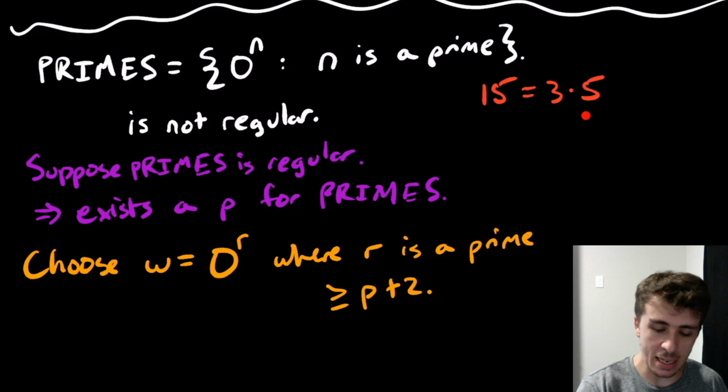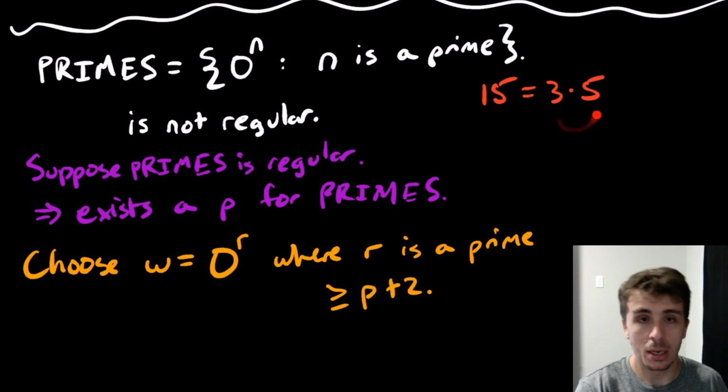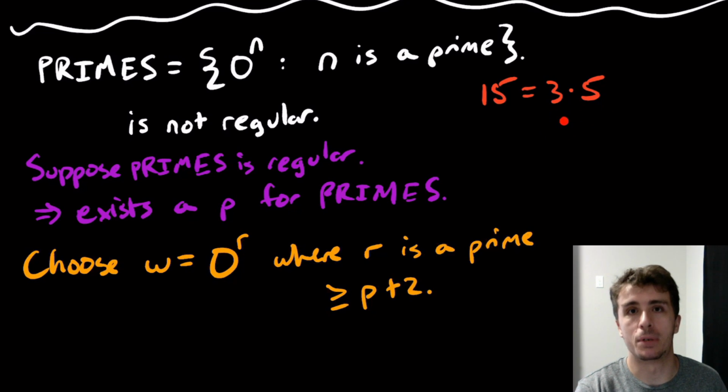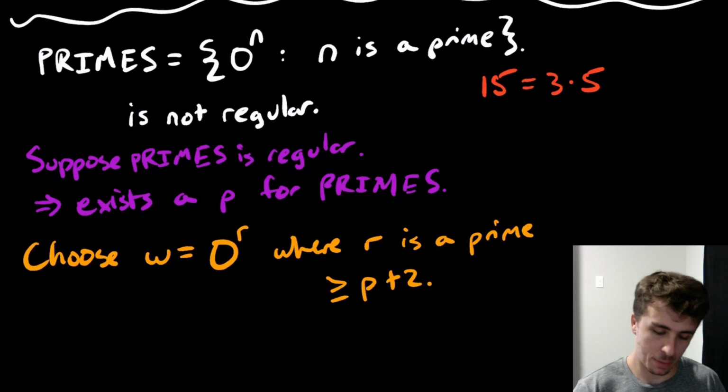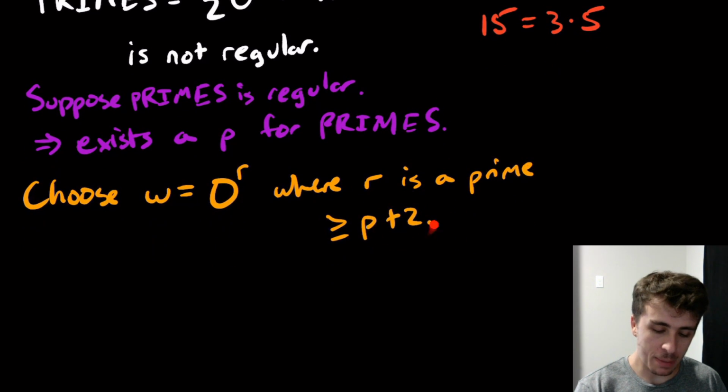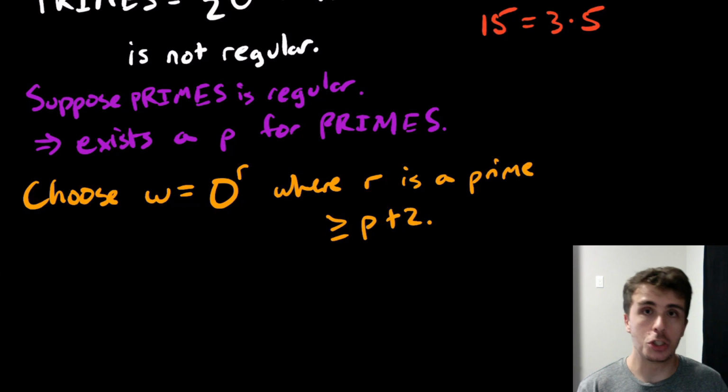So 15 is the product of 2 numbers where both of the 2 numbers are at least 2. And that would be a way to show that the number is not prime. So you might actually be able to guess why I put a plus 2 here. Okay, it's mainly because of that reason. Okay, so what would we actually do here?